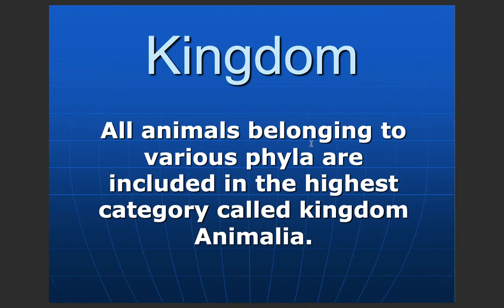Now, this is the highest level of taxonomical hierarchy, which is known as kingdom. At this level, all animals belonging to the various phyla are included in the highest category called kingdom Animalia, and similarly, all plants belonging to various divisions are included in the highest category called plant kingdom or kingdom Plantae.